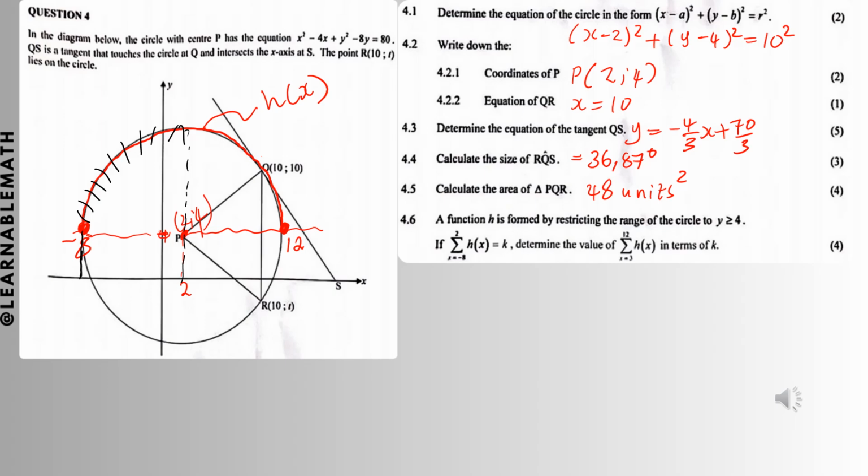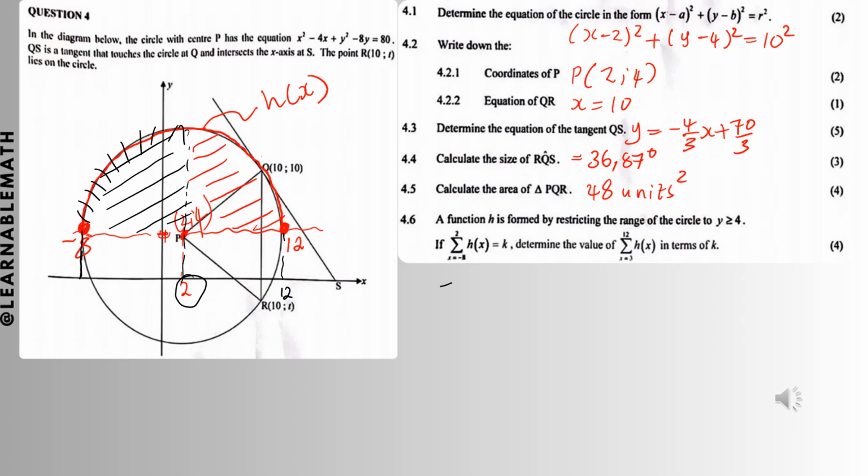But you recognize that this is like a half, right? This is like a half of that semicircle of our new h of x. Can you see? So we can also deduce that this will be the same as the sum from 2 up until we reach x equals 12. Can you see? Because this is the other second half.